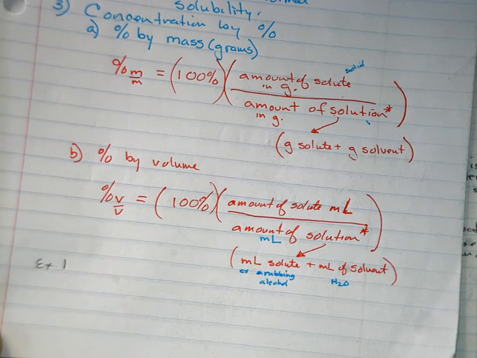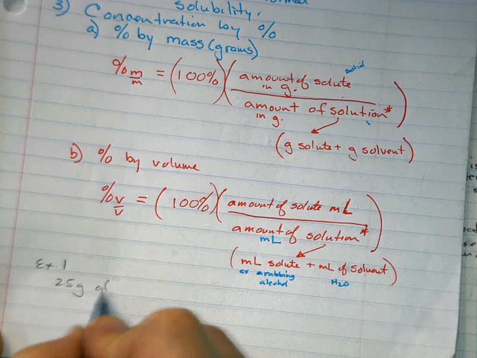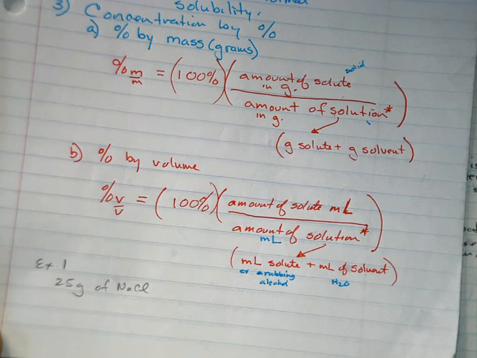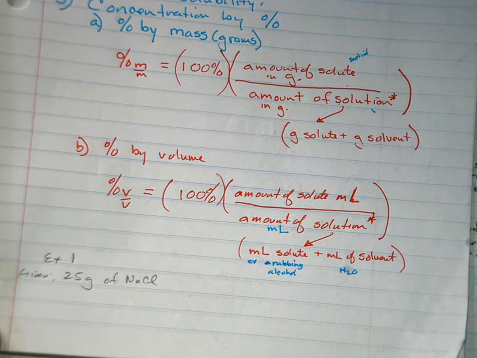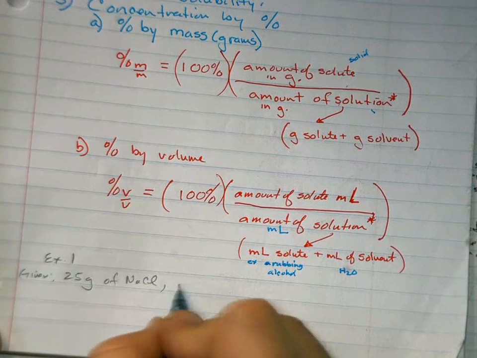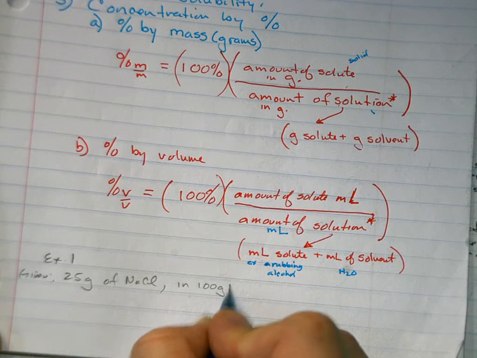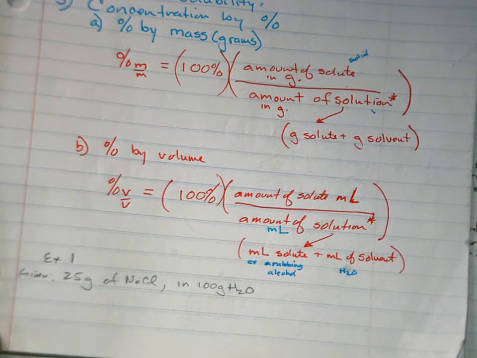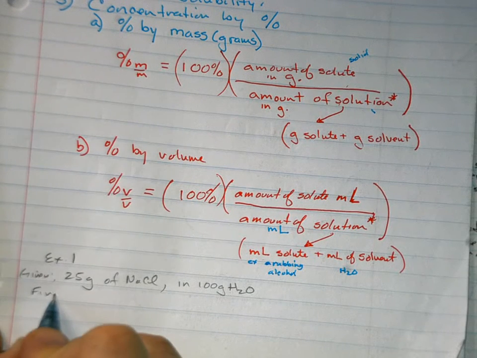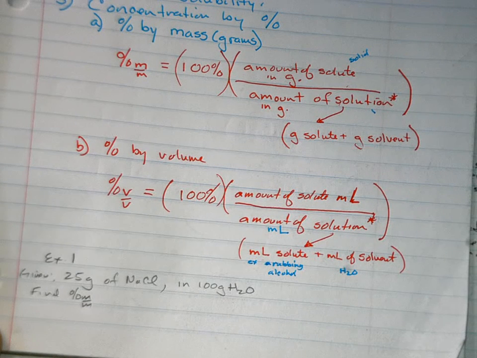So, example 1. Let's say you've got 25 grams of salt. This is our givens right here. Given 25 grams of salt, and we're dissolving it into 100 grams of water, in 100 grams of H2O. Right? We want to find the percent mass, or M over M.